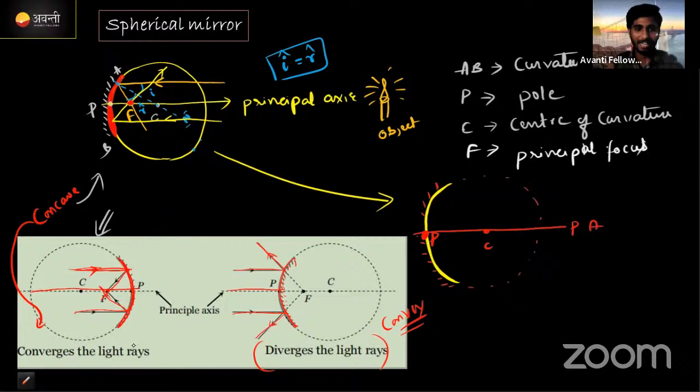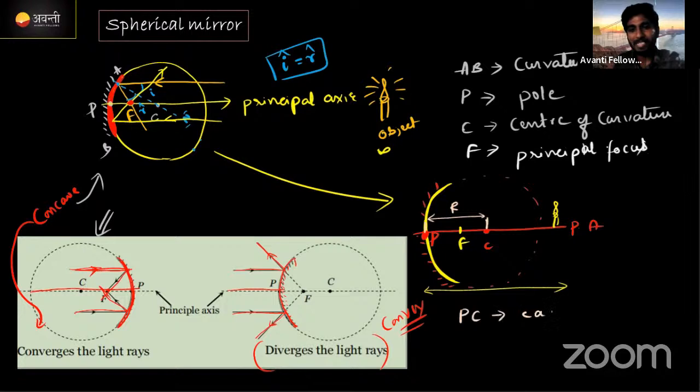Correct? If the light rays coming from infinity, or any other distance, converge at one point, we call that point the principal focus. Up to here clear? Next, whatever distances there are, we are going to measure from the pole point only. If an object is present here, we measure the object distance from the pole point only. Like that, from the pole point to the center of curvature there is some distance. Correct? This distance we call the radius of curvature R. Radius of curvature means P to C.